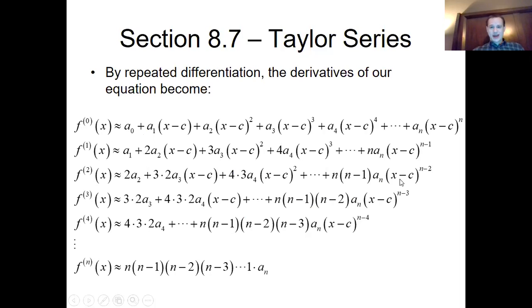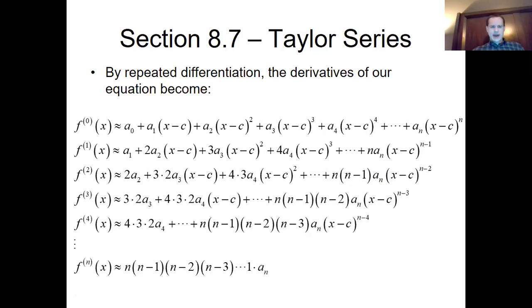If you go all the way down to the nth derivative and keep taking derivatives of this last term, the nth power, there'd be an n coming down, an n minus 1 coming down, an n minus 2 coming down, n minus 3. Besides that, all the other terms would go away at the nth derivative, and you'd be left with n times n minus 1 times n minus 2 times n minus 3 times all the way down to 1 times an.